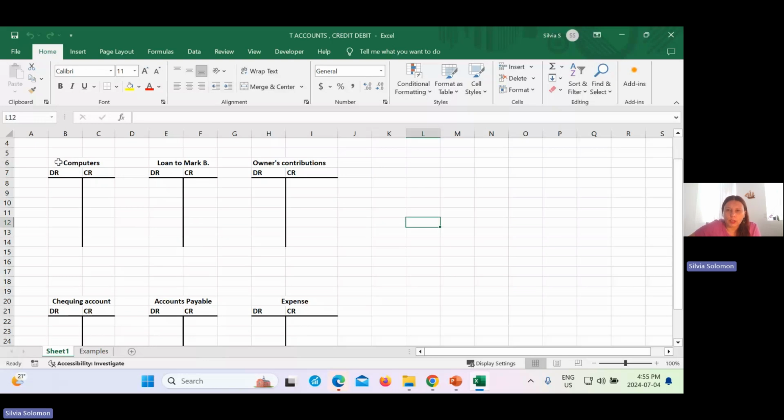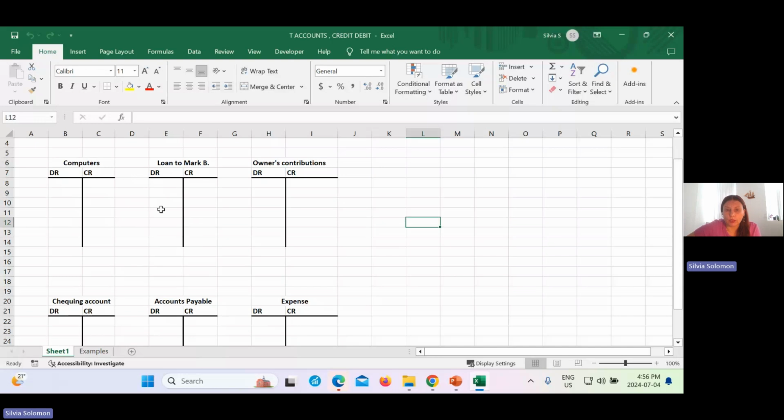So if I want to account for the assets of the company, I need to have an account for any category of assets. So one account would be, for example, computers. And this account is represented in a T shape, okay? On the left side, we have debit. On the right side, we have credit. So debit is always on the left, and credit is always on the right.